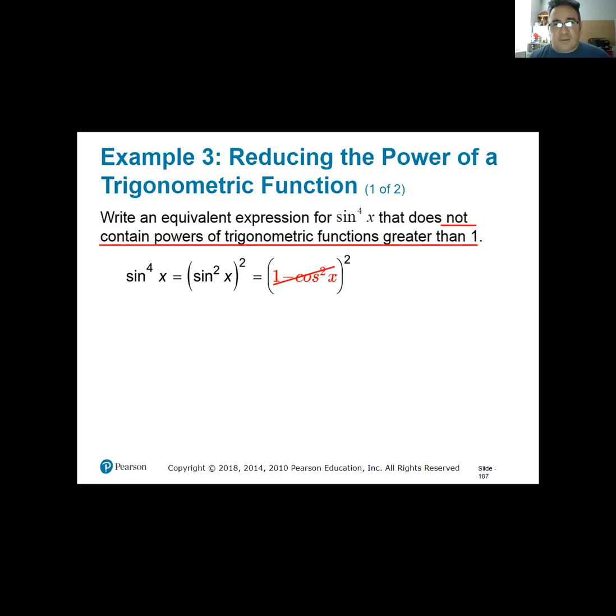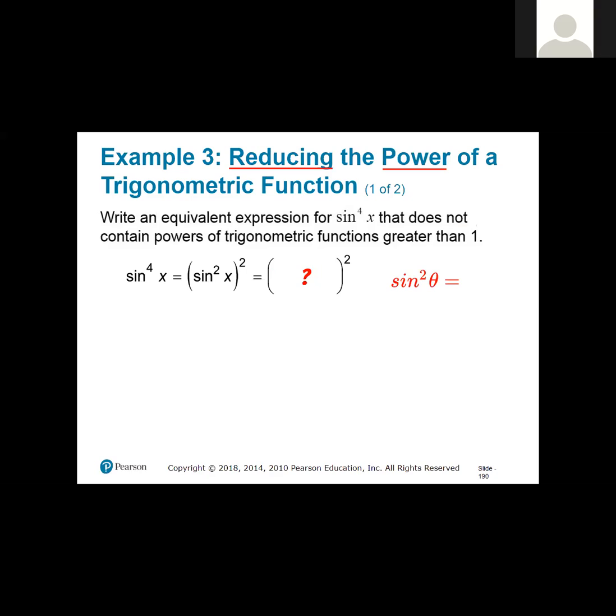So what can I use? I'll give you a hint. I've got to use my power reducing formulas. Sine squared of theta, which we said was what? 1 minus cosine 2 theta all over 2. There you go. Good job, Anthony. Okay, so now I'm going to substitute that in there.